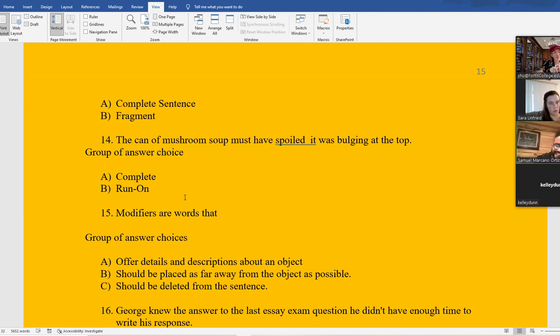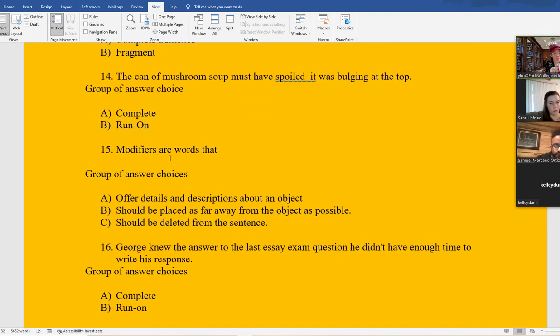The can of mushroom soup must have spoiled. It was bulging at the top. Is it a complete sentence or a run-on? Run-on, yes. And then here, modifiers are words that, is it A, B, or C? Offers details and descriptions about an object, should be placed as far away from the object as possible, or should be deleted from the sentence? What are modifiers? A, yes.